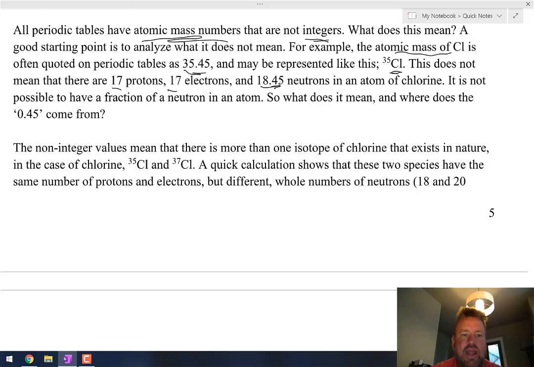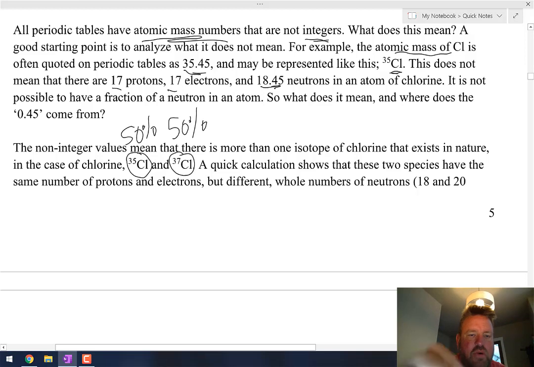It's because, in the case of chlorine, there are two different isotopes of chlorine. There's the chlorine 35 isotope, and there's the chlorine 37 isotope. And there's a real quick calculation we can do that determines the actual average of those two put together. Now, obviously, if it was 50% chlorine 35 and 50% chlorine 37, then what would be the average of those two?